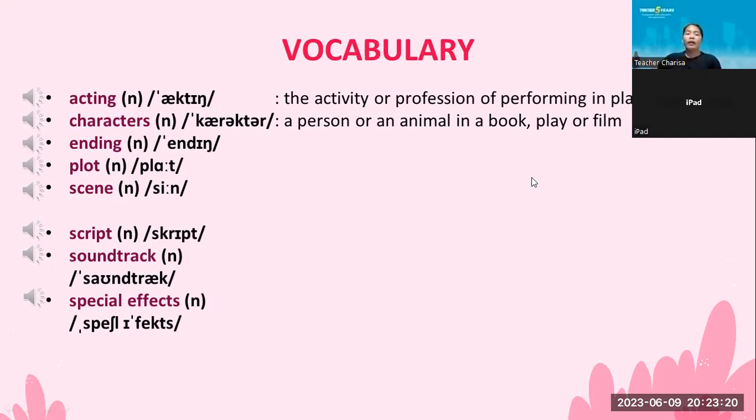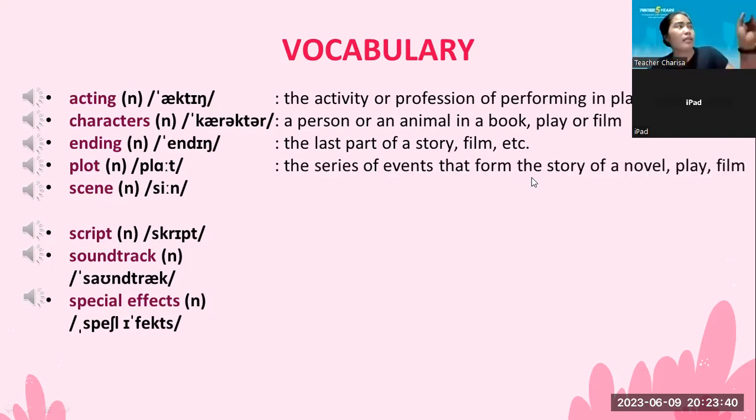Ending. Okay, ending. What do you mean by ending? It's the last part of a story. Yes, very good. That is the last part of the story or film. So that is ending. So what is next?